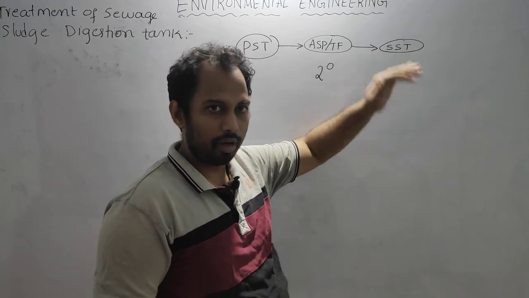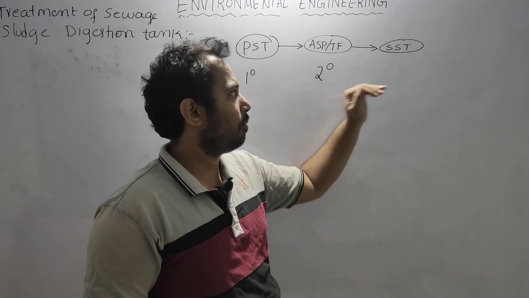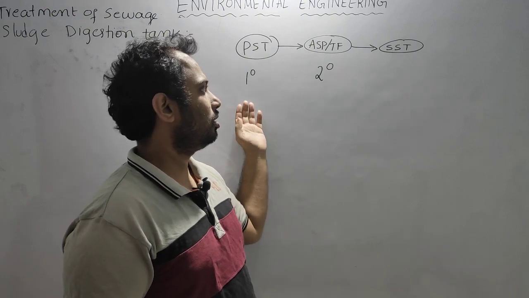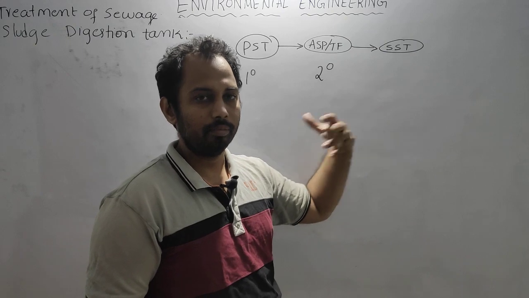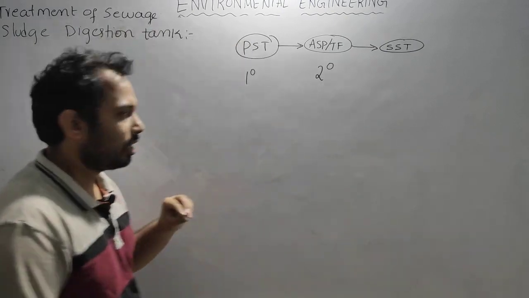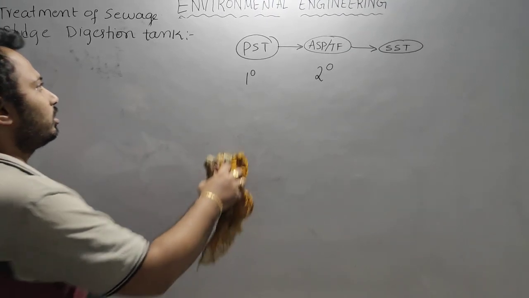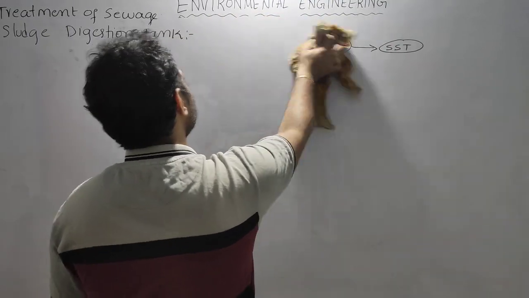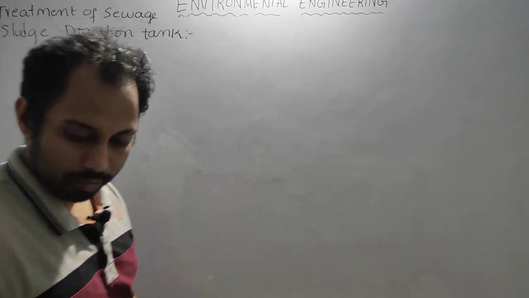So after the treatment of the carbonaceous matter, whatever the nitrified matter is present, sludge will be formed here. So this sludge and this sludge, which is coming out of these two, will be taken into the sludge digestion tank. Okay, so whatever the sludge that is being developed out of the system, that sludge will be treated. Whatever be the sludge, wherever it forms, that sludge will be treated in the sludge digestion tank.